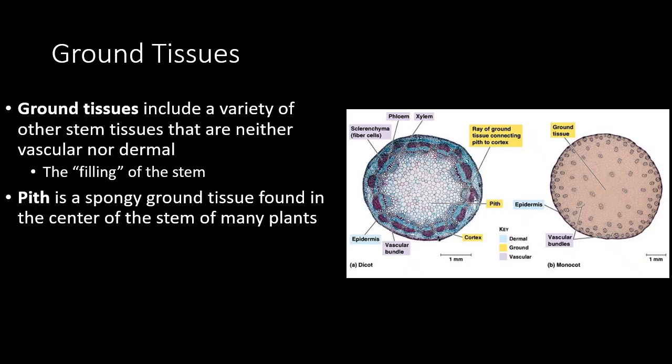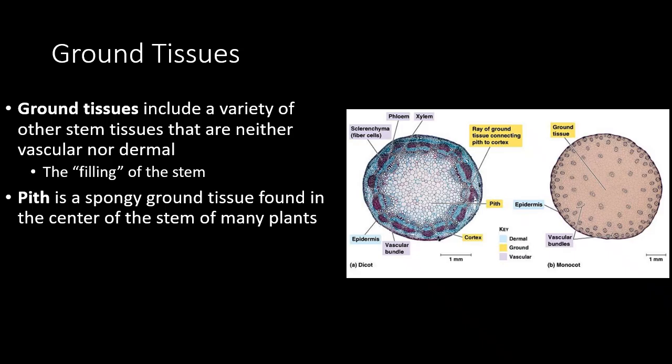So we've talked about the epidermis of the stem. We've talked about our vascular bundles and xylem and phloem. I could wax long in the tooth about ground tissues, but these are basically a variety of other stem tissues that are not vascular, meaning they don't transport material, and they're also not dermal, so they're not skin tissue. And this is often thought of as the filling of the stem. There are several different kinds, and they do have specialized functions, but it's beyond the scope and practicality of this course to get into that in great detail.